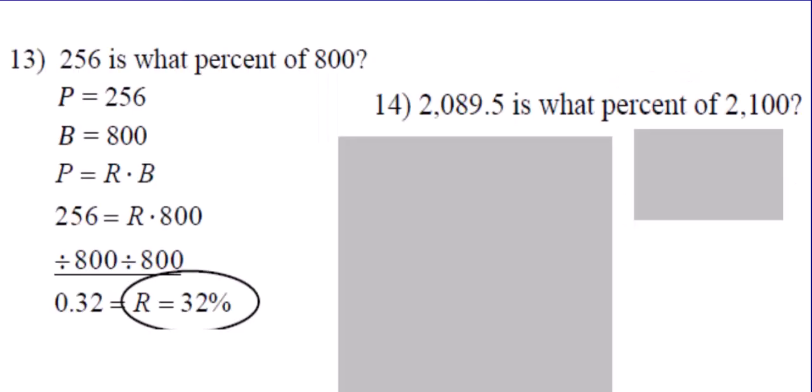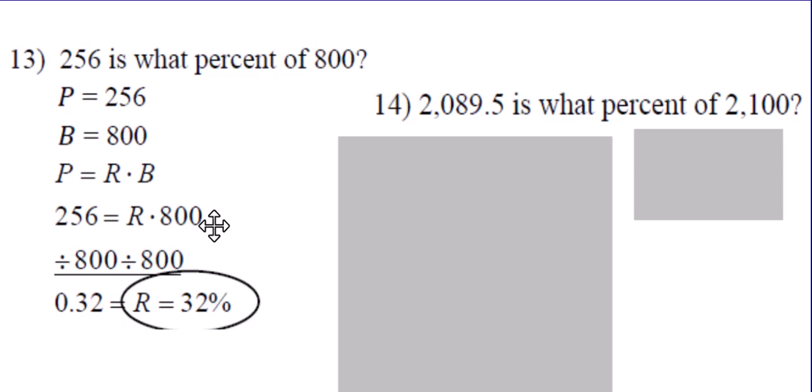All right, moving ahead to number 13, 256 is what percent of 800? So this is actually a little bit harder than the last couple because our percent is our unknown, so we will need to use inverse operations. 800 is going to be our base, our percent, R, is going to be our unknown, and 256 is that part. It's the same setup as it was for the percent proportion, identifying P, B, and R. So when we have P equals R times B, you'll see that right here. That'll be 256 equals R times 800.